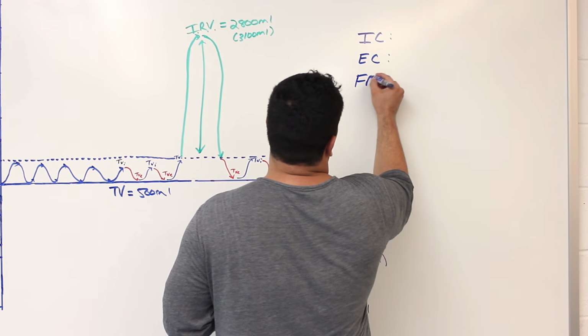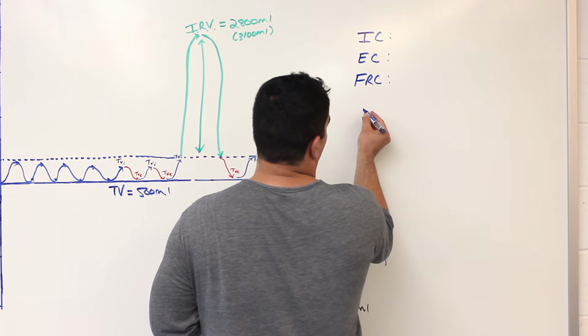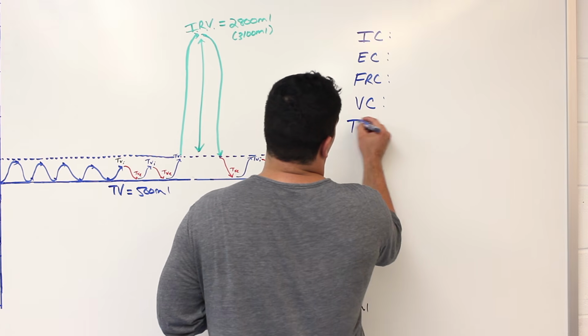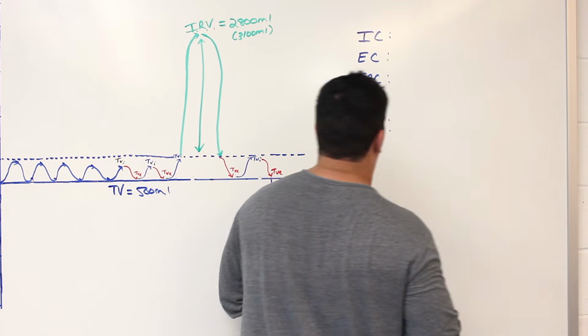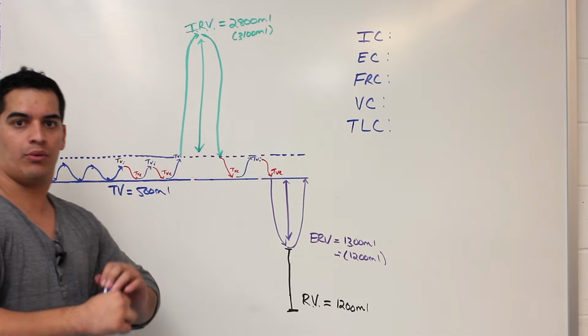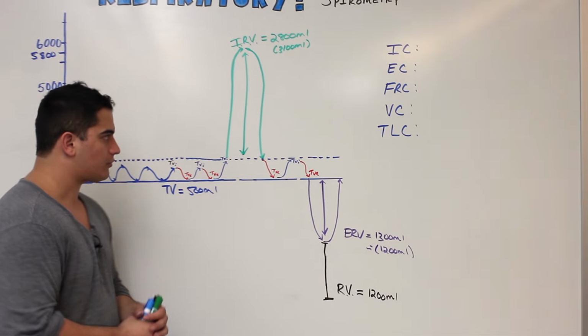We're going to go over functional residual capacity, which is FRC. We're going to go over vital capacity, which is VC. And we're going to go over TLC, which is total lung capacity. Okay, so these aren't that bad. We're going to really try to make sense of them.